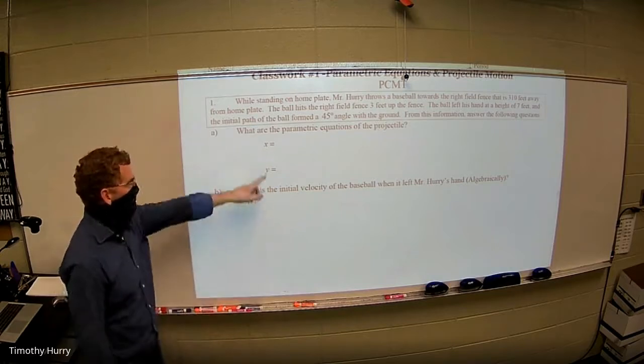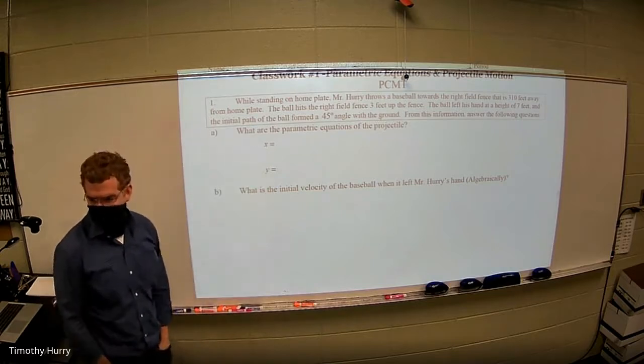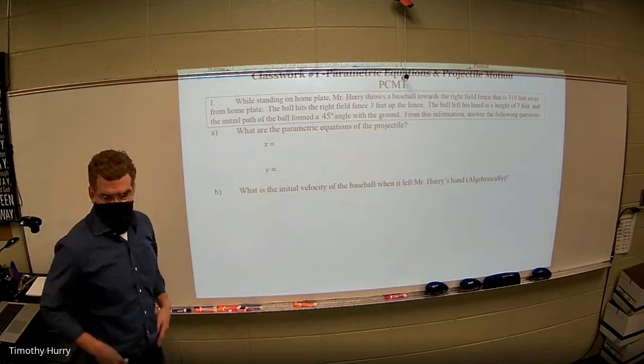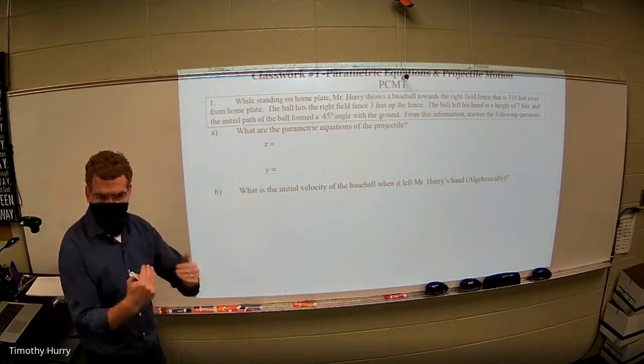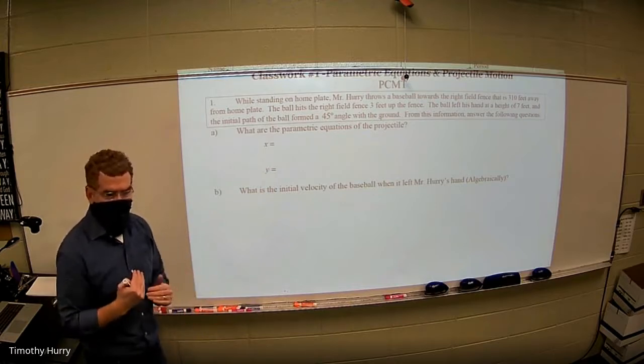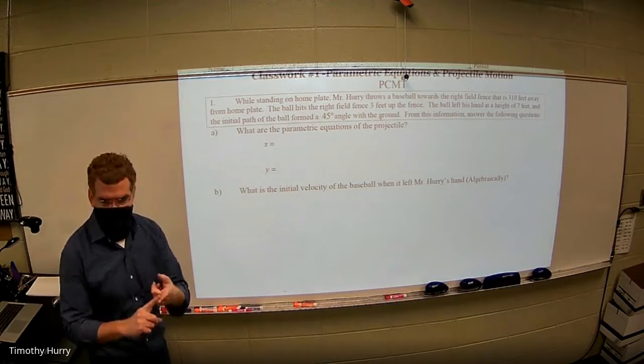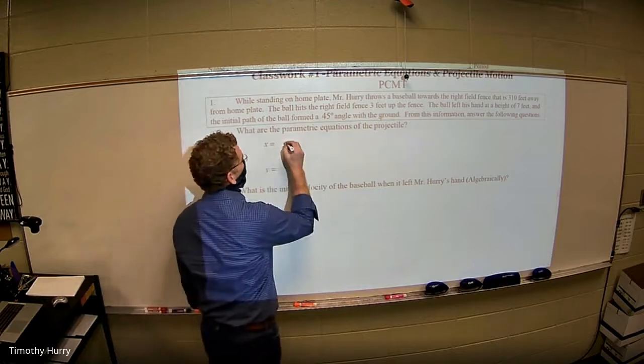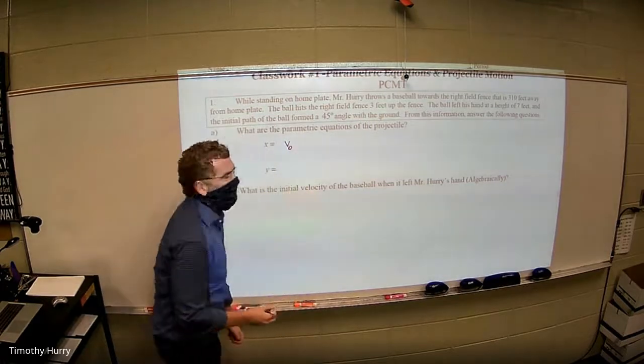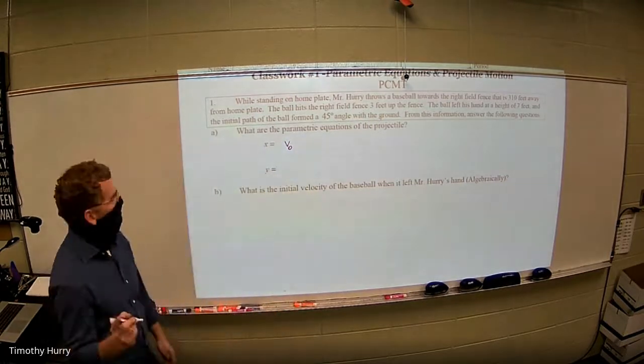So what do I need for the x? Like in those equations, talk to me now. What do I need? Initial velocity, do I have it? Okay, that's a problem, but I'm going to put V0 in for now. Then I need what? The cosine of the angle.